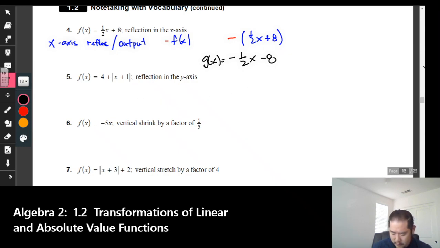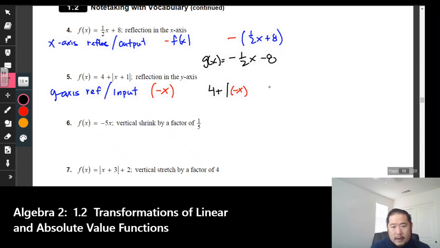For number 5, we have reflection in the y-axis. So y-axis and reflection, that right there is input. Remember, input represents the fact that only the x value will be changing. So I'm going to go ahead and put in parentheses negative x. So inside of our function right here, I've got 4 plus absolute value. And then right here, let's go ahead and substitute that with negative x to represent our reflection in the y-axis. And then we have ourselves plus 1.